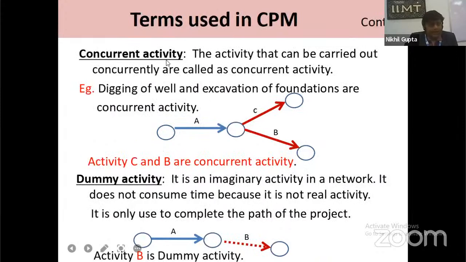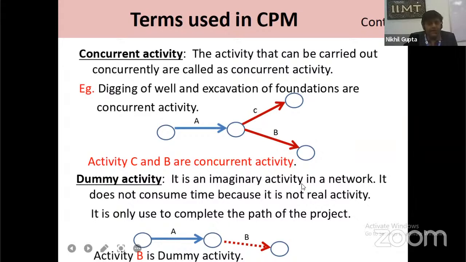What is the concurrent activity? The activities that can be carried out concurrently are called concurrent activities. Digging of a well and excavation of a foundation are concurrent activities. Activity 1 is followed by activities C and B, so C and B are parallel to each other, and these are the concurrent activities.